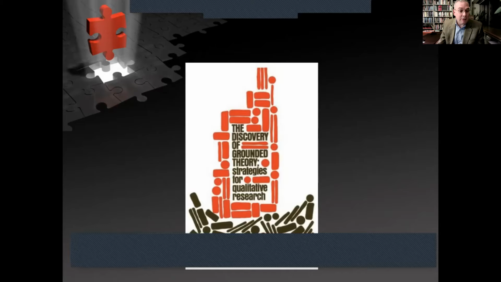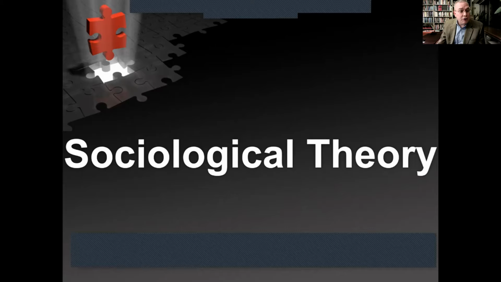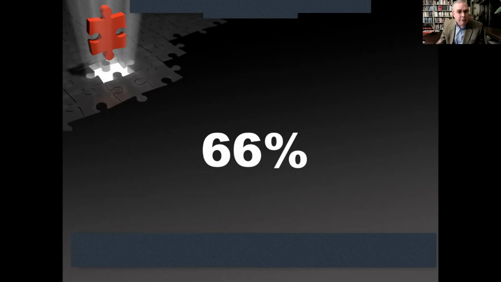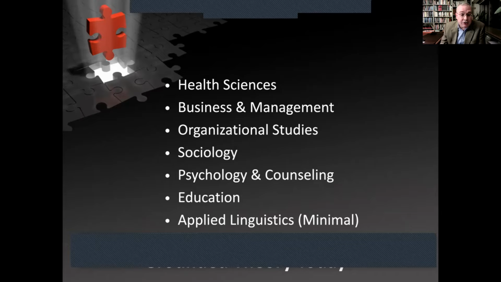At this point, though, in terms of sociological theory that has a qualitative methodology behind it, according to bibliometric studies, up to 66% of the studies have been using grounded theory either in its full form or some partial form. Grounded theory as a methodology is represented throughout, especially the applied social sciences and health, business and management, sociology, of course, organizational studies, counseling, education. But the number of studies in applied linguistics continues to be minimal. And that's always kind of interesting to me. I've never been really sure why, but it's just had a hard sell. Everyone else is doing it, but applied linguistics is kind of sitting over there in the corner saying, not sure about this. But we'll try to work on that, hopefully bit by bit with presentations like this.